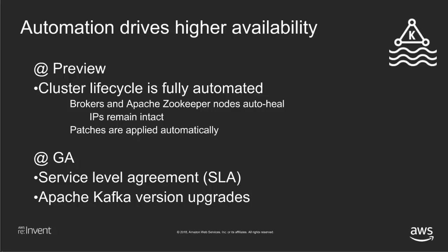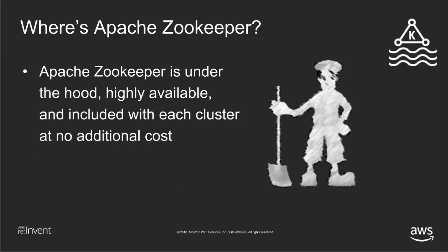When the service is generally available, you can expect a service level agreement with it. The specifics behind that are TBD, but that's something that we are planning for. And you'll also have the capability to upgrade the versions of your clusters. So if you start today with version 1.1.1, you'll have the capability to upgrade that cluster using the console or the API to the latest version that we support, which will be some permutation inside of Kafka 2.x.